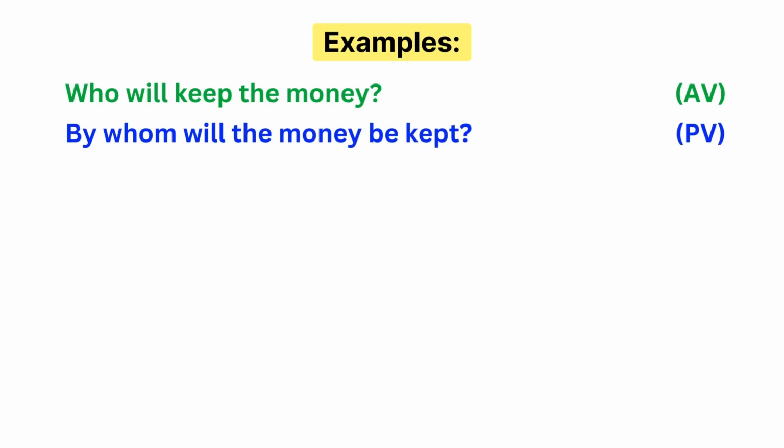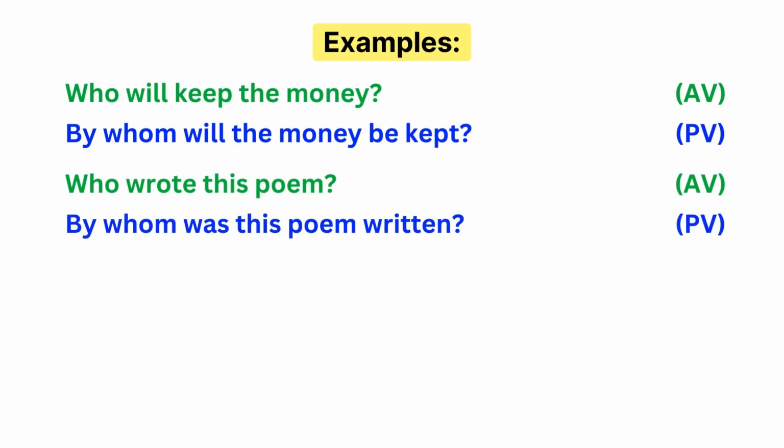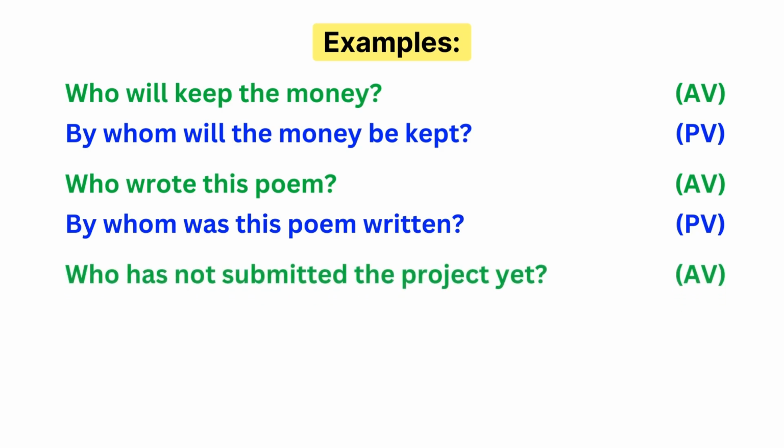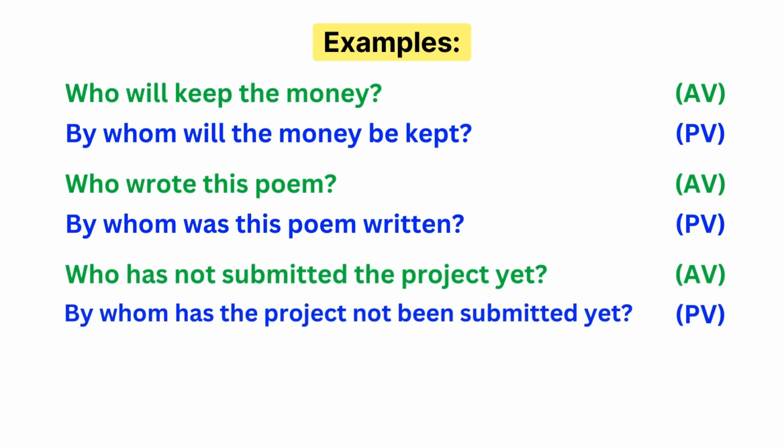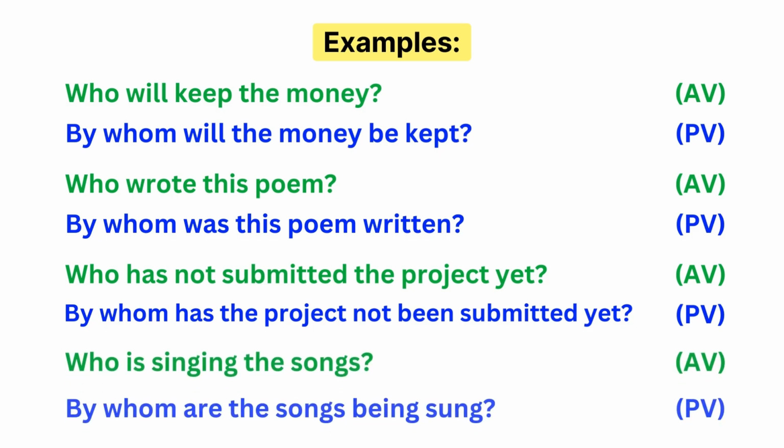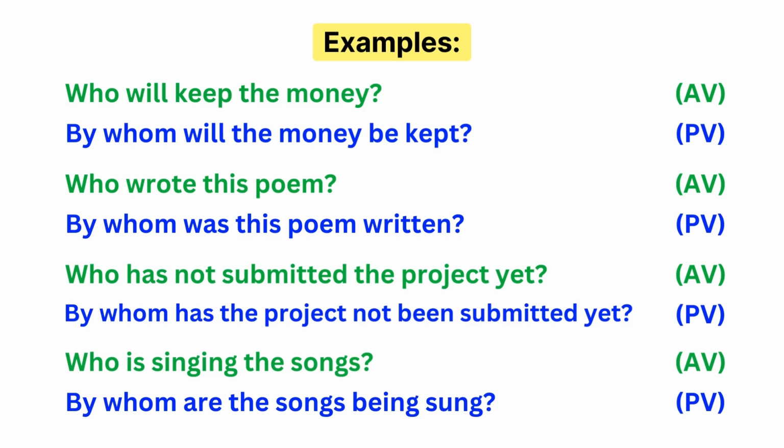See some examples to comprehend this. Who will keep the money? By whom will the money be kept? Who wrote this poem? By whom was this poem written? Who has not submitted the project yet? By whom has the project not been submitted yet? Who is singing the songs? By whom are the songs being sung?